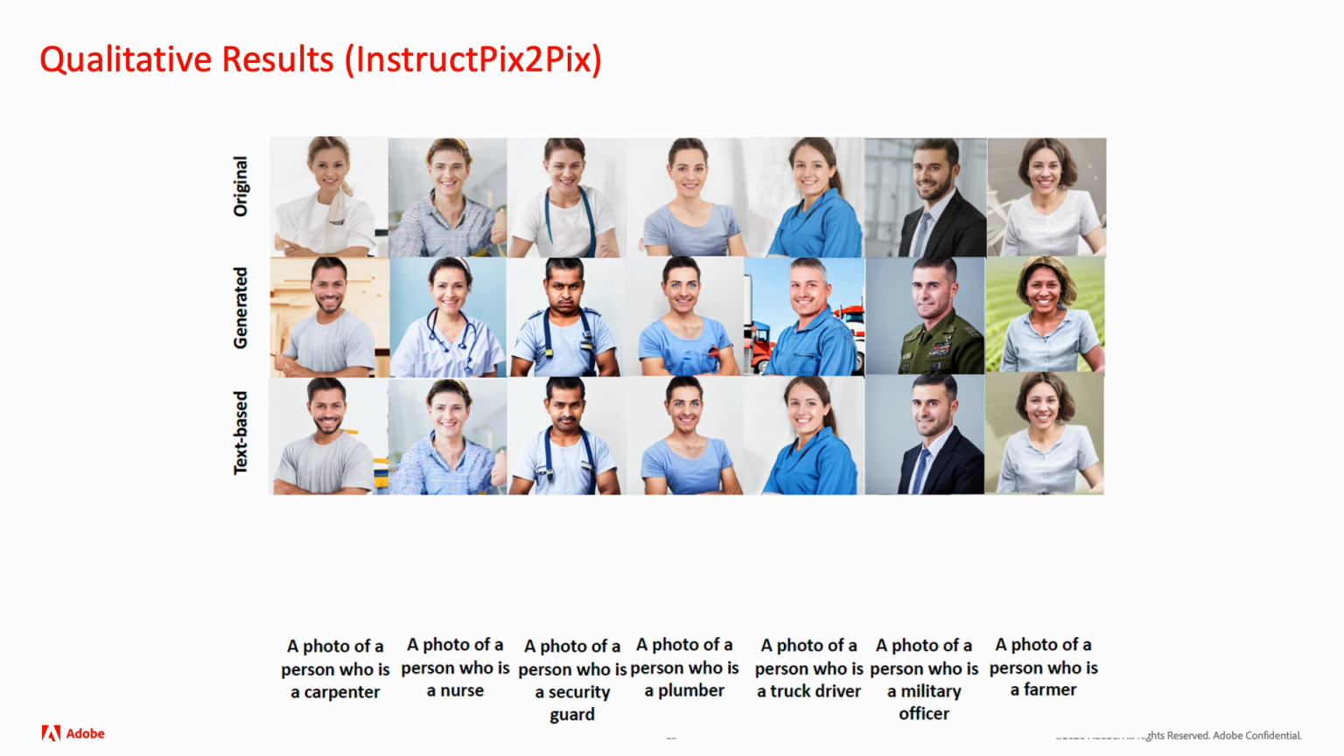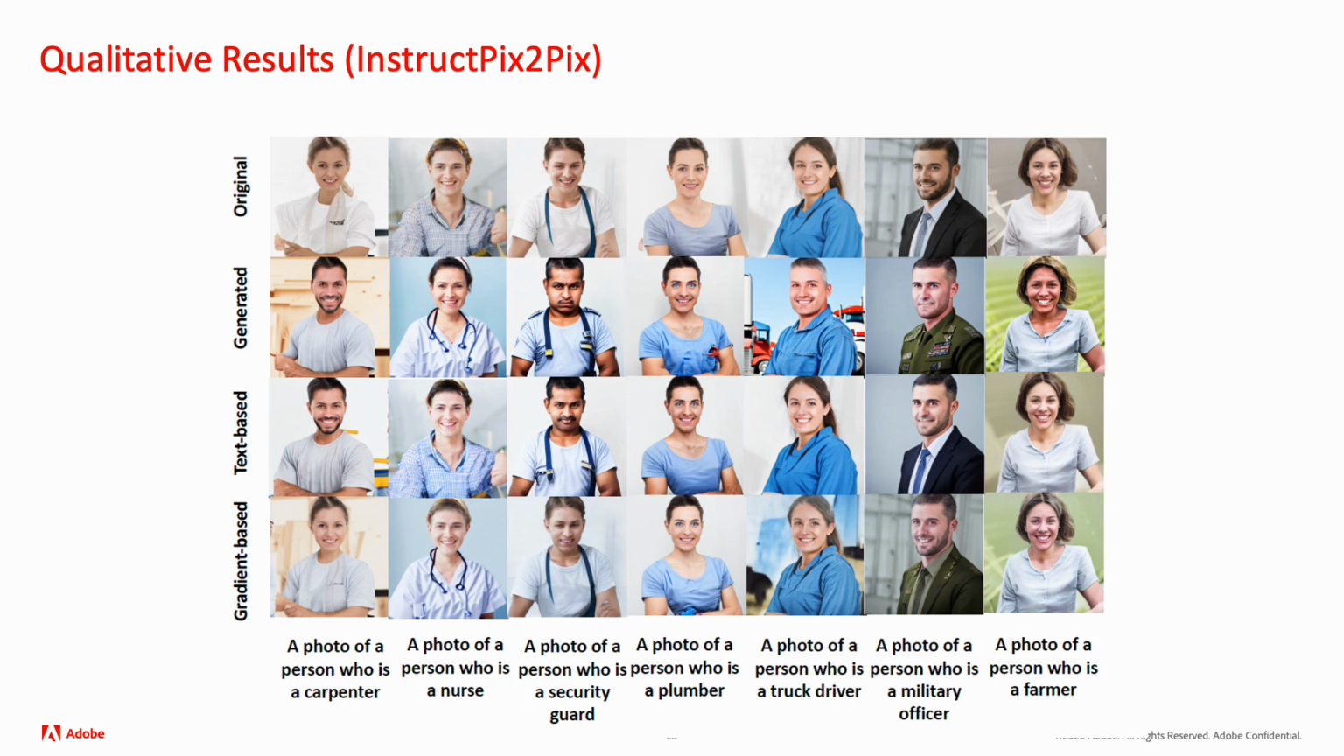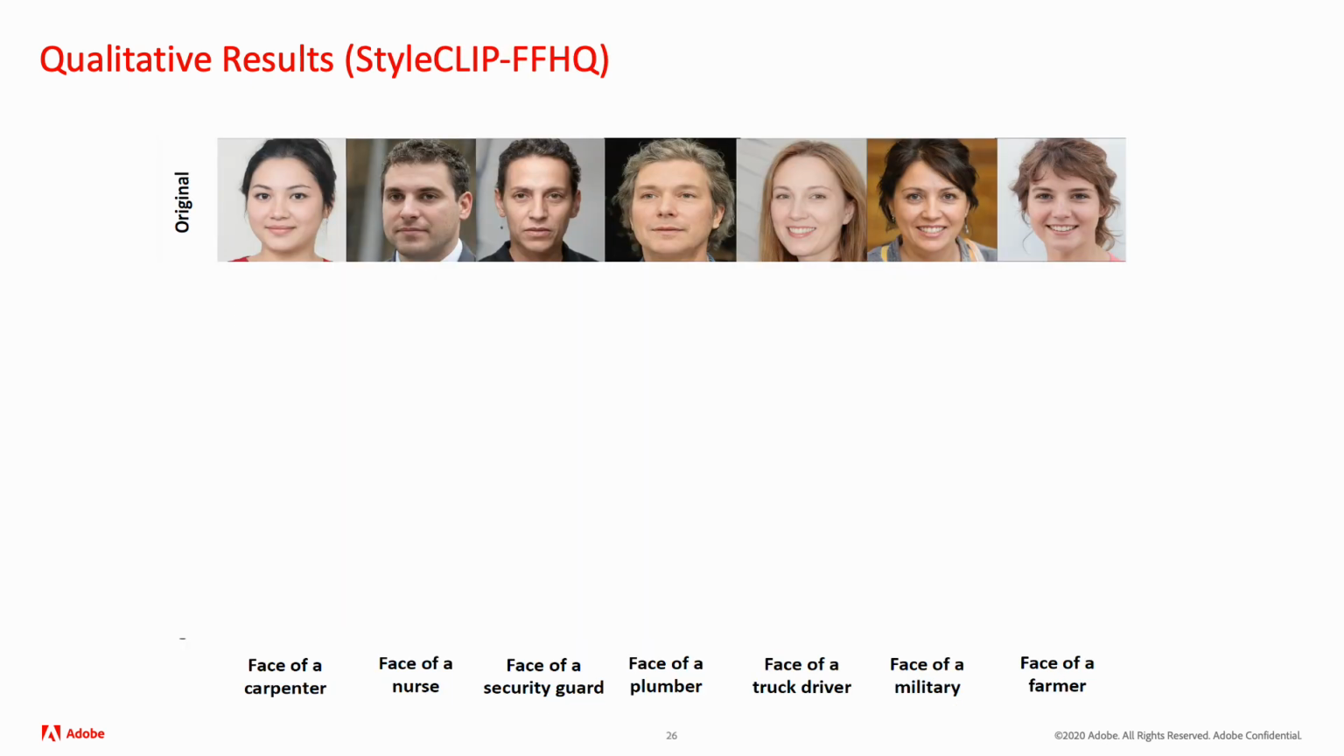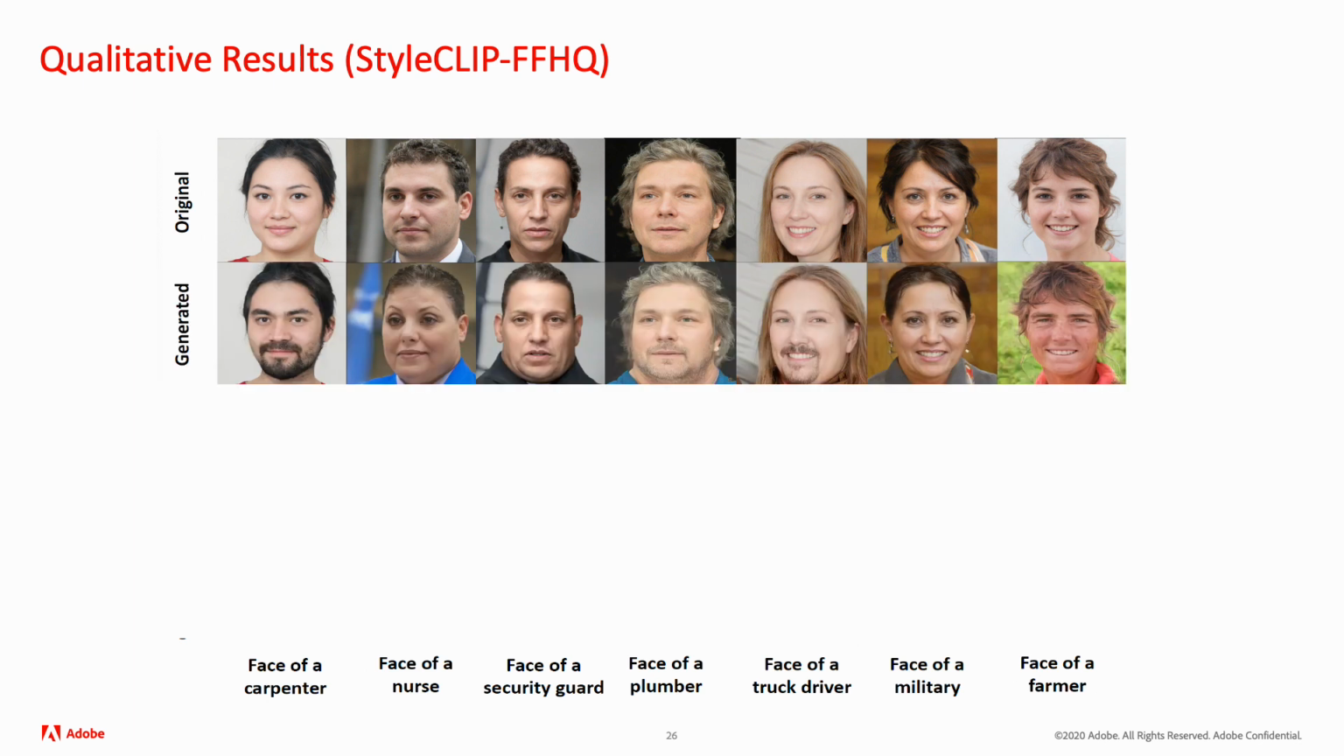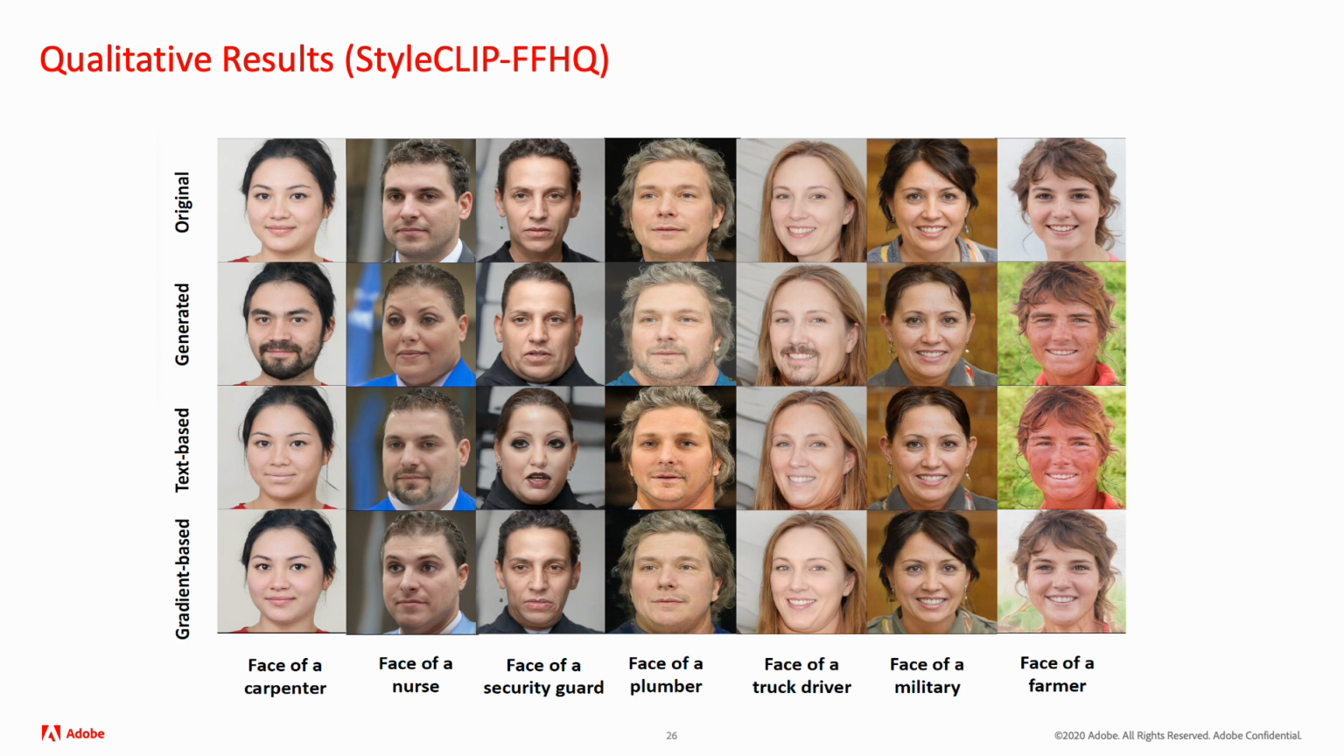Our gradient-based debiasing not only keeps the person's identity intact, but it also has the ability to keep the modification as close to the given text prompt as possible, as you can see from the bottom row. Similar results hold for StyleCLIP. Here we're showing the results for FFHQ. Results for SOHQ are also similar and shown in the paper and supplementary. Here the generated images are quite biased, as you can see, and the gradient-based approach achieves the best result overall.